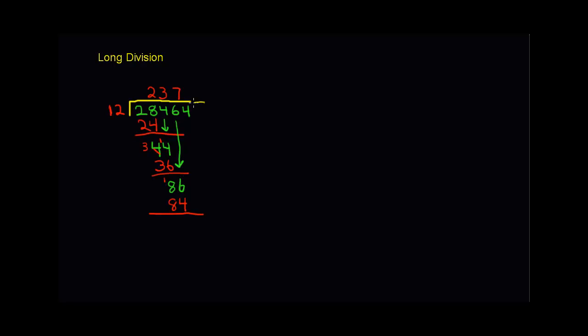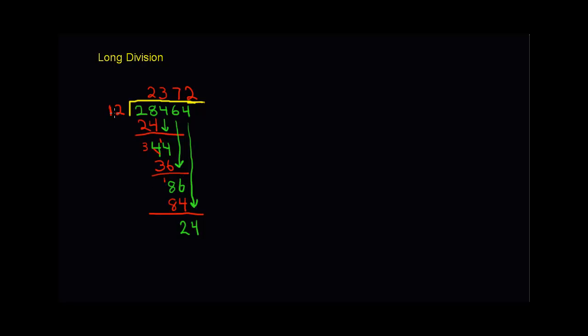4 from 6 is going to leave us 2. And 8 from 8 is 0, so I'm not going to worry about the 0. I'm going to bring down that 4 again. I need to straighten up that line. It's a little bit better. And so we got 24 now. And 12 goes into 24 exactly 2 times.